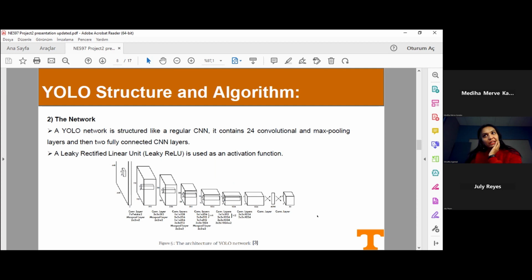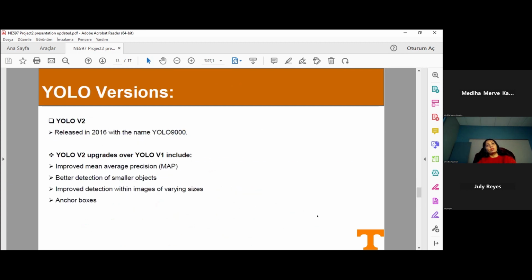How did they change the architecture of YOLO V2? Yeah, it's a good question. I mentioned it in my slides also. YOLO V2 upgrades over YOLO V1 include improved mean average precision, better detection of smaller objects, improved detection with images of varying sizes, and anchor boxes.